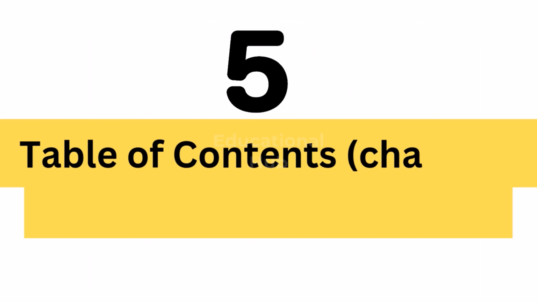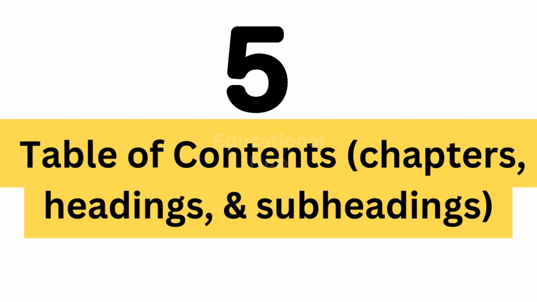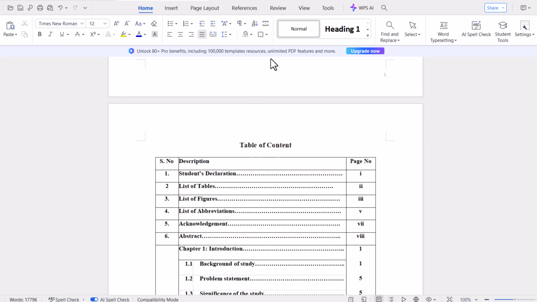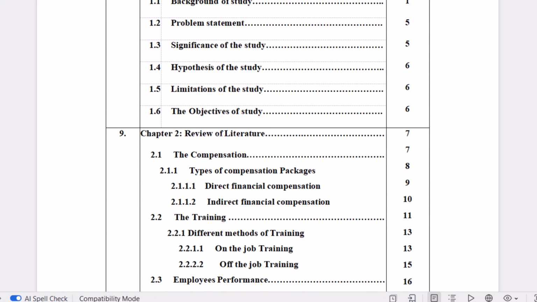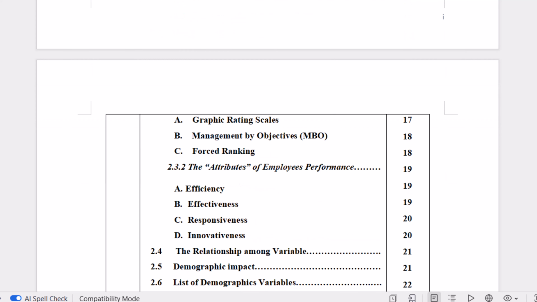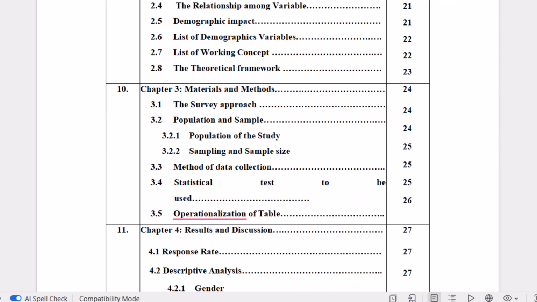5. Table of contents. Chapters, headings, and subheadings. A table of contents is a list of the chapters and sections of a thesis document. It is usually placed at the beginning of the thesis.